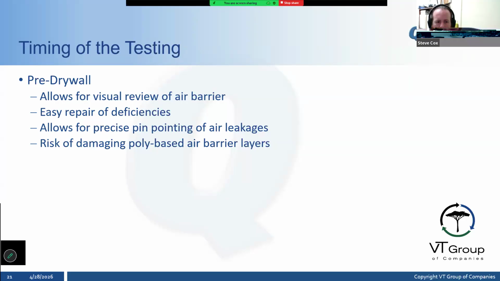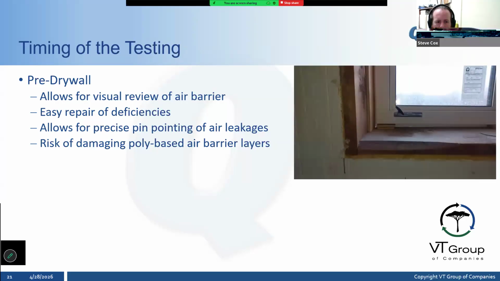So this allows for precise pinpointing of air leakages. There is a risk of damaging poly-based air barrier layers because again, we're doing that negative testing. But it also allows you to repair them easily, right? So in this instance, what we've got is air leakage around the frame of the window. They didn't put any insulation. There's no air barrier there. So it's easy to identify that and say, I know exactly where this problem is, right around the window.